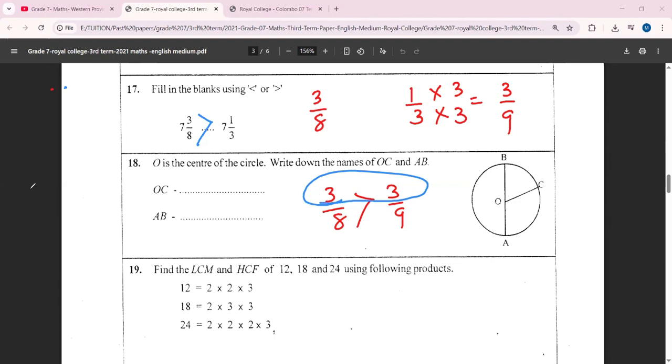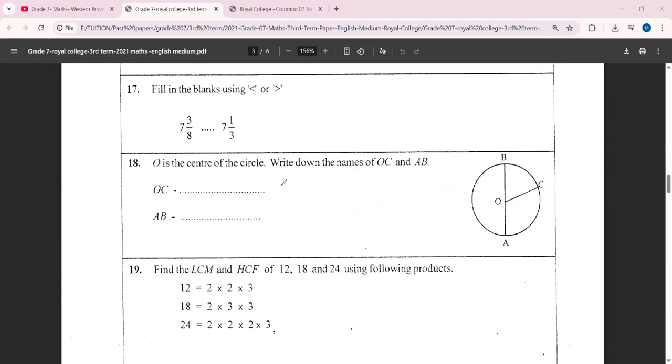And then let's go to the 18th. O is the center of the circle. Write down the names of OC and AB. OC, OC. This thing is called the radius. And AB is the diameter.